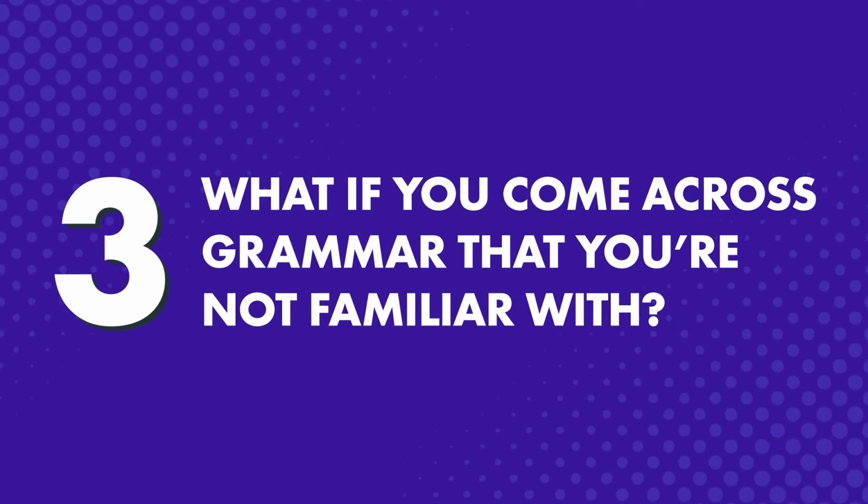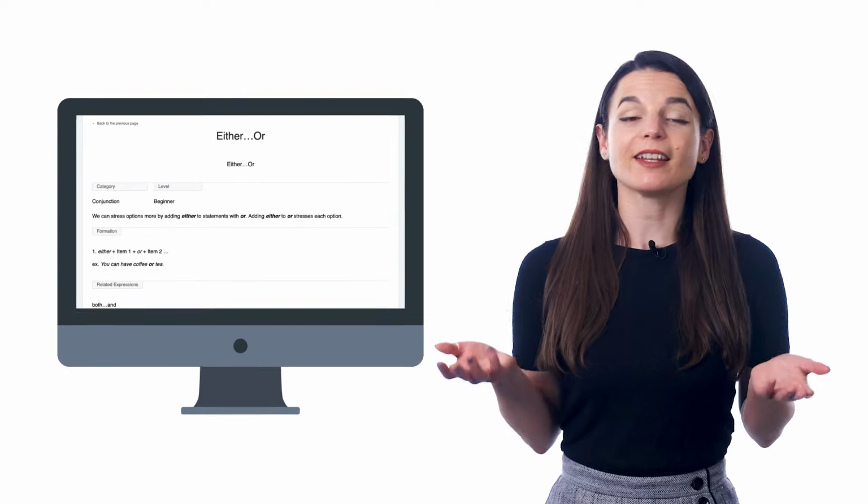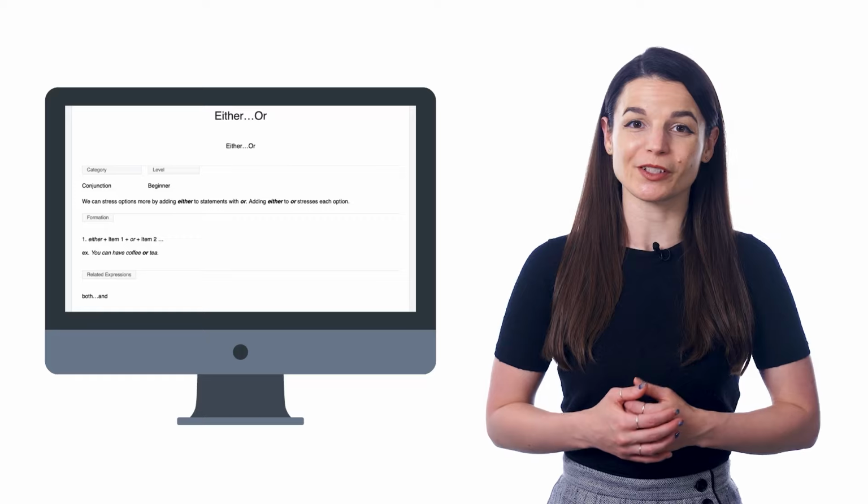3. What if you come across grammar that you're not familiar with? Or what if you want to review a specific rule without going back to redo a lesson? That's where the Grammar Bank comes in. You can look up grammar rules and get the explanations, examples, and links to lessons where we cover these rules.